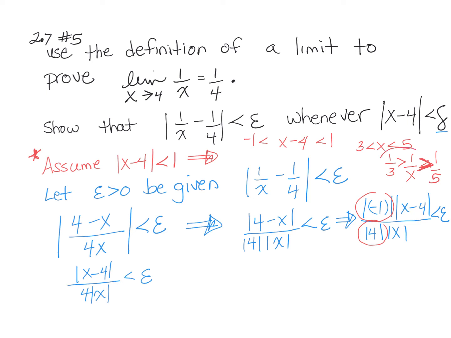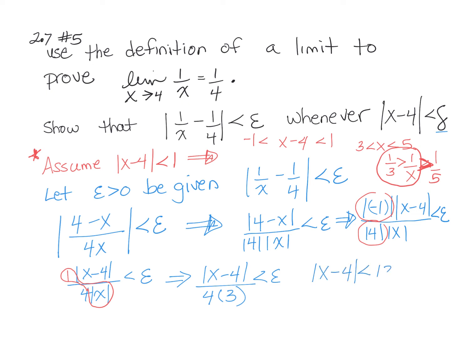So we now know that the largest that 1 over x can be is 1/3, and we're going to use that fact right here, because this is really 1 over the absolute value of x. So we're going to now replace that. We're going to get the absolute value of x minus 4 over 4, and then in place of the 1 over x, we're going to put a 3, and then we'll multiply by 12. So we'll have absolute value of x minus 4 is less than 12 epsilon.